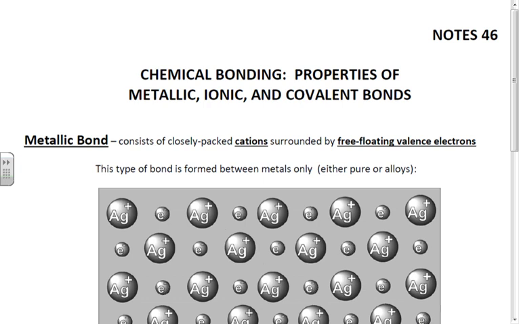Today we're going to look at 3 different ways that atoms can be joined together. We're going to look at metallic, ionic, and covalent bonding. And keep in mind what we saw in the lab that we conducted the other day.